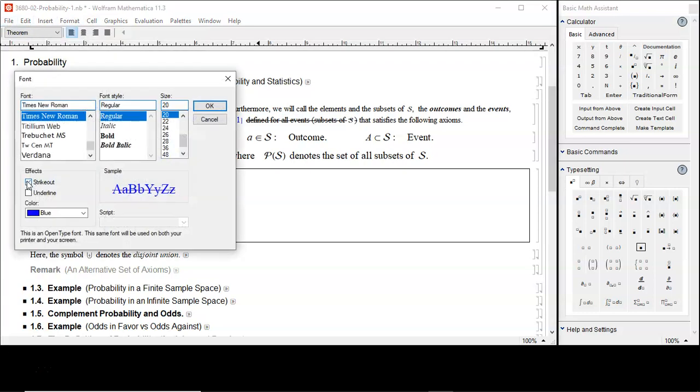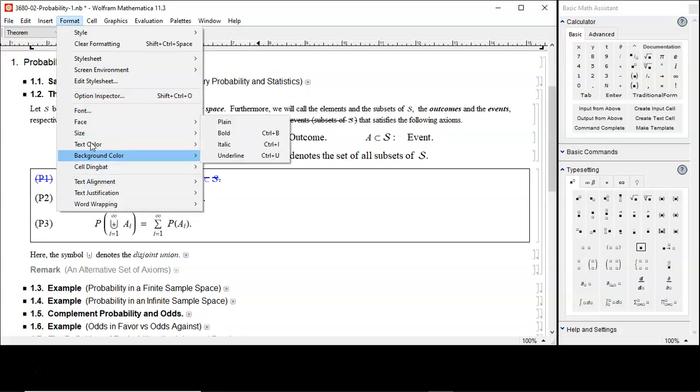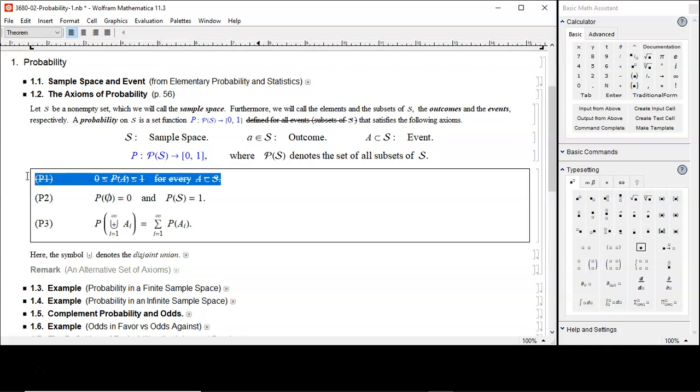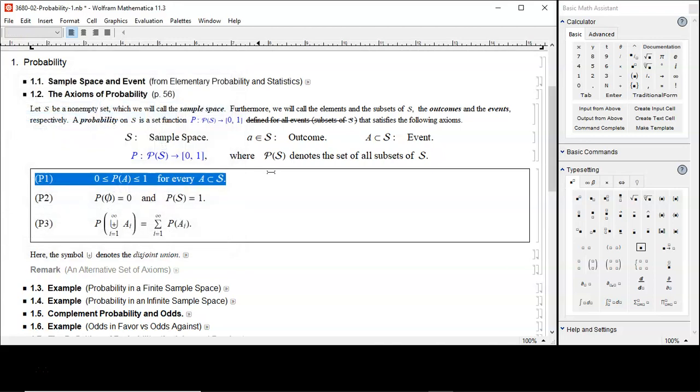Font, and then strike it out. Kind of hard to see. Let's undo that. Undo. It doesn't work. Okay, let's go back to this font. Okay, alright. So this part is unnecessary because this one already took care of that part.